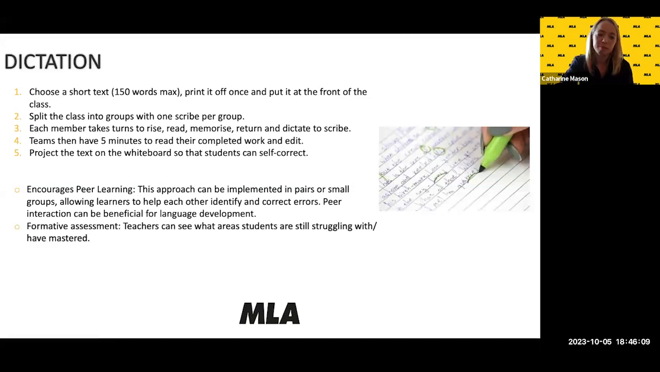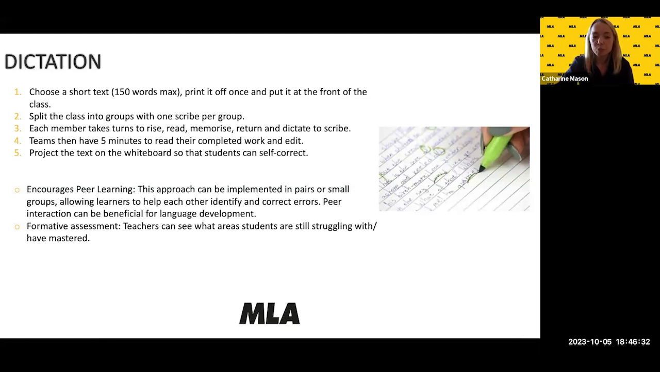Francesca asks, does the original text have to contain errors? No. I think the idea is that they get introduced when they're dictated. Yeah, exactly. The errors come up when they're dictating to the scribe. Yeah, great question. Thank you.